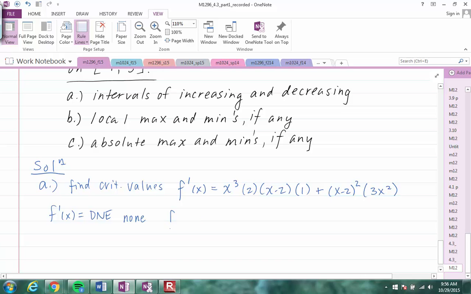so we're not going to get any critical values from f prime of x not existing. So now we are going to move on, and the only possibility for any remaining critical values is where f prime equals 0. So let's start working on that.